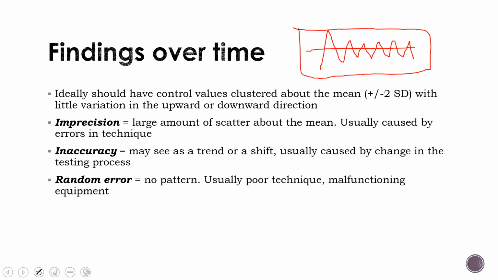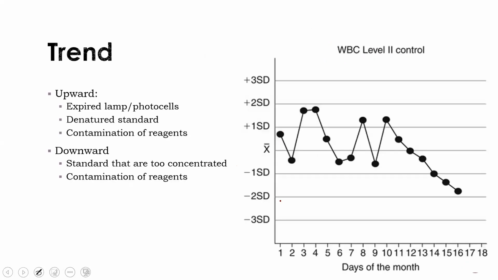When we talk of inaccuracy, makakakita ka ng trend or shift. We will define that later on. Usually caused by a change in testing process, or random error. It has no pattern, usually due to poor technique, malfunctioning equipment. Mga kapatid, dito sa poor technique, it includes human error. Usually, pipetting technique, mga ganyan. So, what is a trend? Meron tayong dalawang trend. It can be upward or it can be downward.